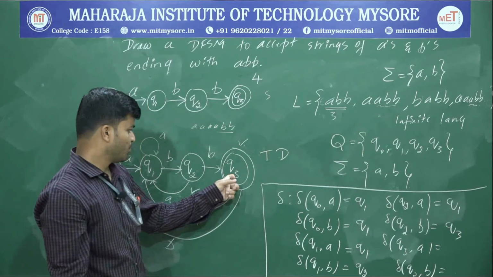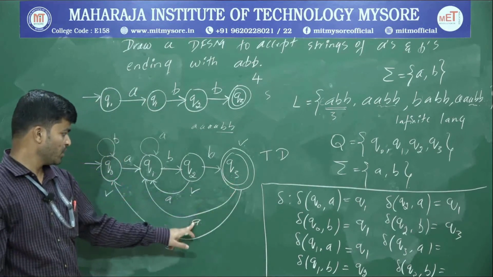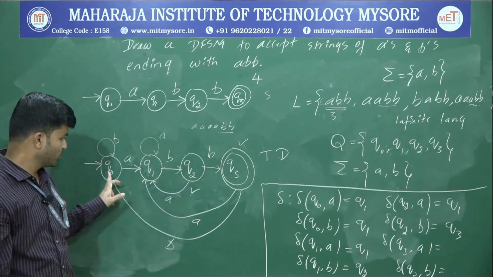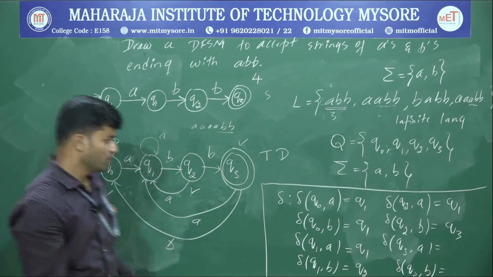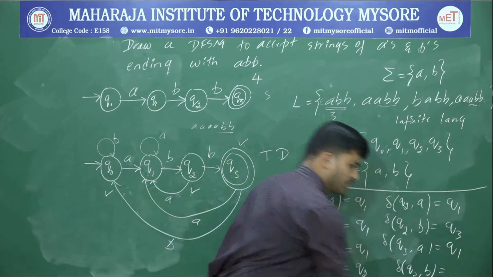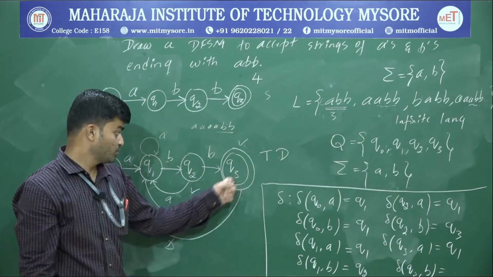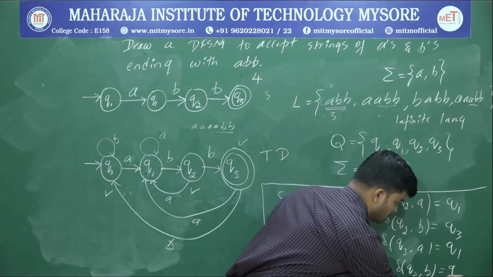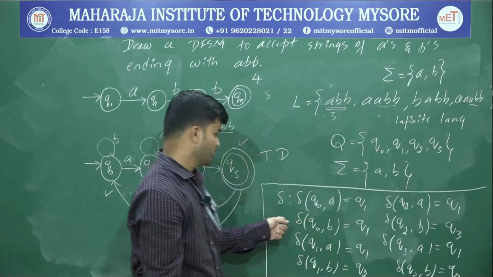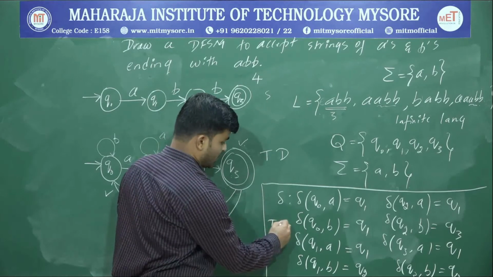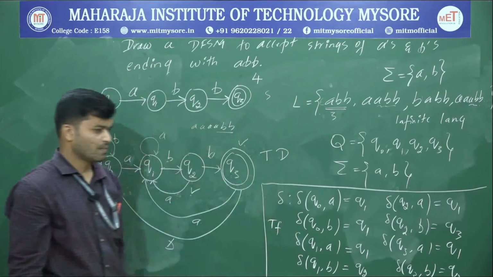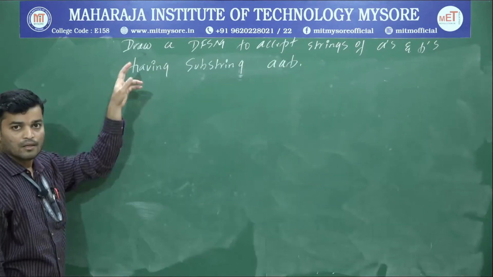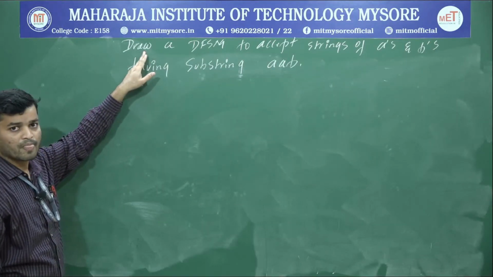What is Q3 upon A? Q3 upon A is Q1. And Q3 upon B is Q0. So this is your transition function, transition diagram. I think you know how to construct the transition table. So I'll go with the next problem.